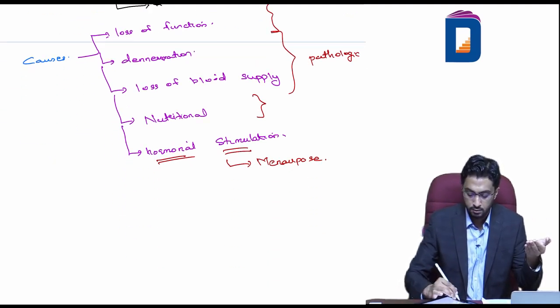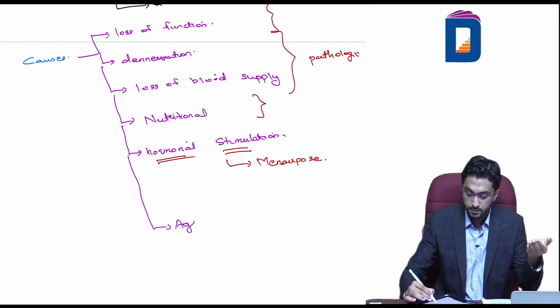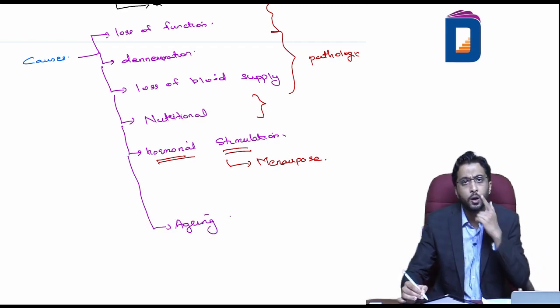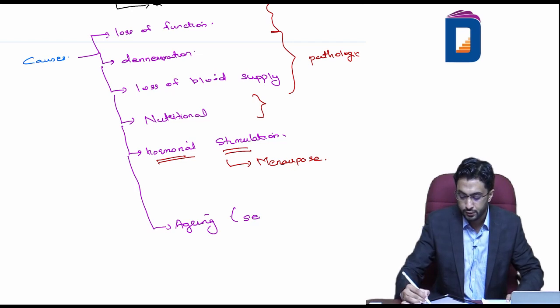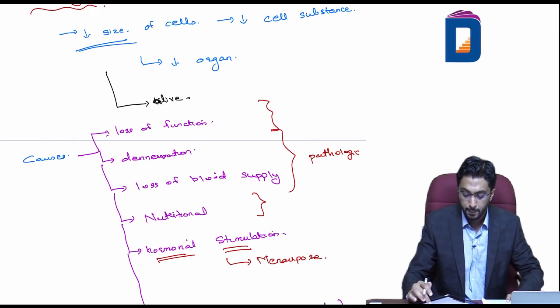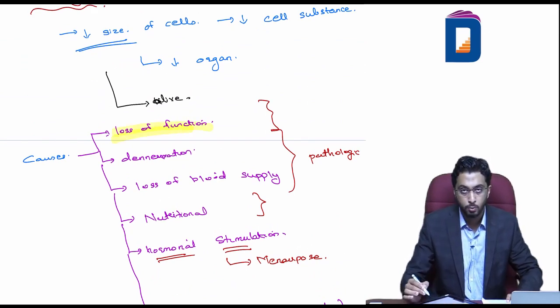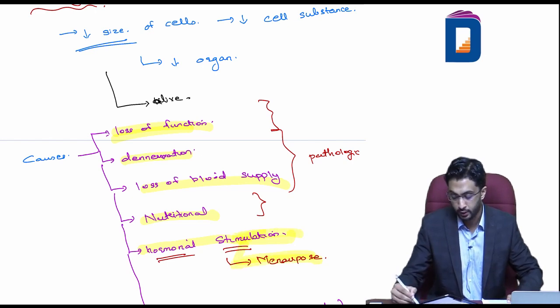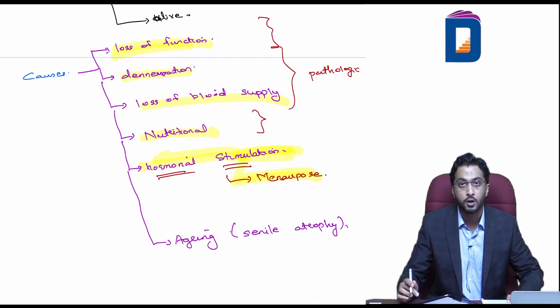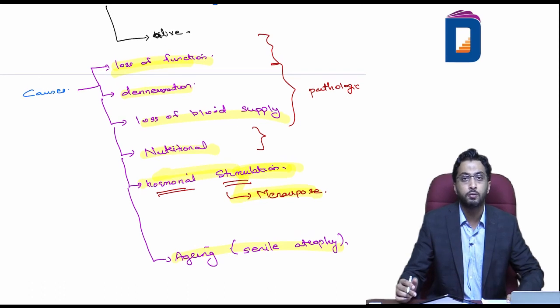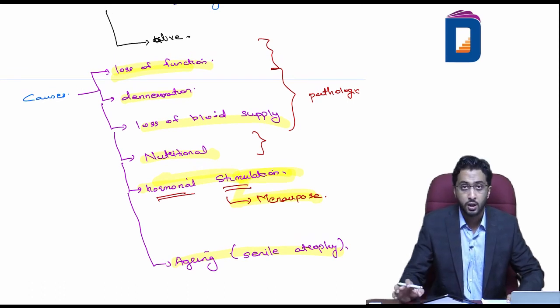One more cause is aging. It is physiologic, not pathologic, and it has a separate term, senile atrophy. So what are they? Loss of function, such as immobilization of a fractured limb; denervation, where nerve supply is lost; loss of blood supply; no nutrition; no hormonal stimulation. Very important, this happens in menopause, which is a physiologic atrophy. Again, aging is another example of physiologic atrophy. The rest are pathologic atrophy.